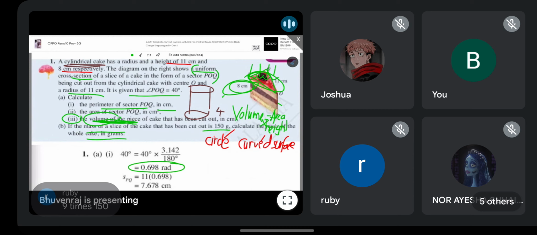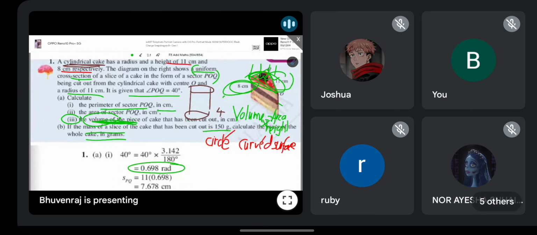Okay, yes. Why you say 9? Ruby, how you get the 9? Can you like explain a bit? Not so sure. Okay, so very simple guys. How to get the mass of the whole cake is you take one slice kali bilangan keping cake yang kamu ada. Betul? To form one whole circle. So guys, you try to think and see.